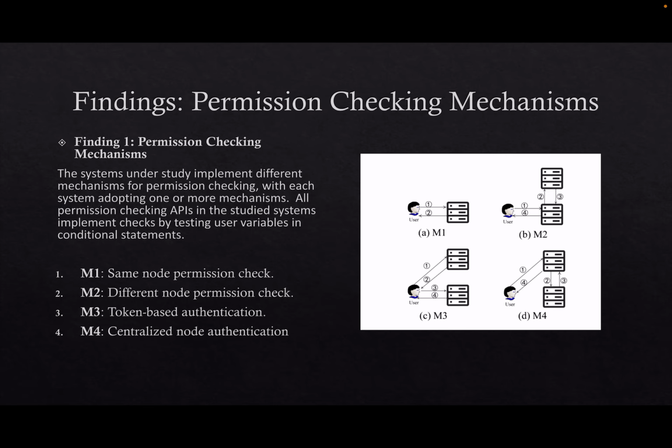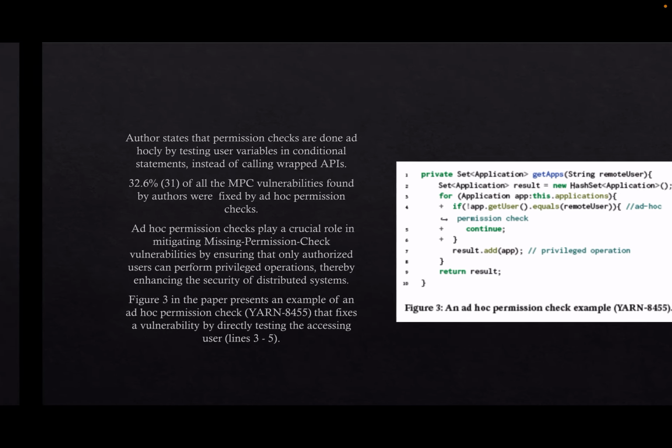M3 mechanism is known as token-based authorization. In this case, the user will communicate with an authorization node directly and ask for a token representing the user's permissions. The node will return this token, and whenever the user wants to access anything on the system, they will send that token to the server to check for authentication. M4, the user does not communicate with the server directly, but rather the authorization node will handle authorization and then communicate with the server to get a response.